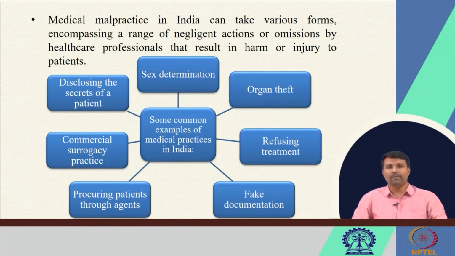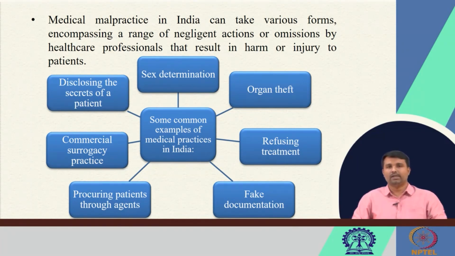Fifth one is procuring patients through agents. This is also another common form of medical malpractice where patients are enticed to go to a hospital for treatment or approach a specific doctor for treatment. So, this happens either by way of advertisement or through other actions, but this is also a common form of medical malpractice.